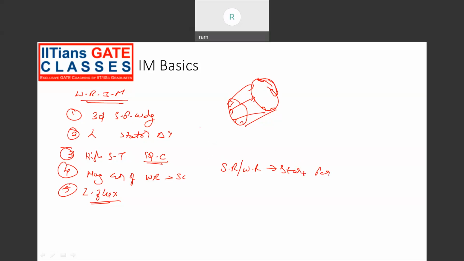And one more drawback is here. This is the rotor, right? Here we have the shaft. On the shaft, there will be slip rings. Because of the slip rings, the maintenance cost of the slip ring induction machine is greater than that of the squirrel cage induction machine, and the efficiency of the slip ring induction machine is less than that of the squirrel cage.